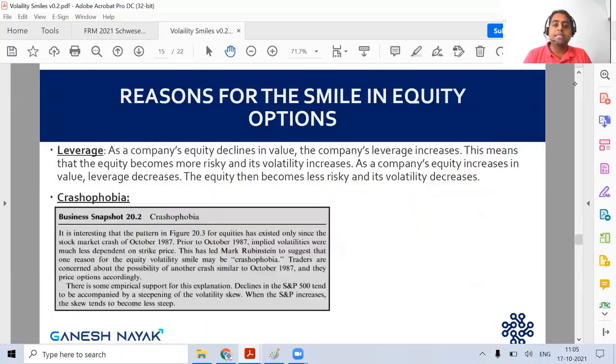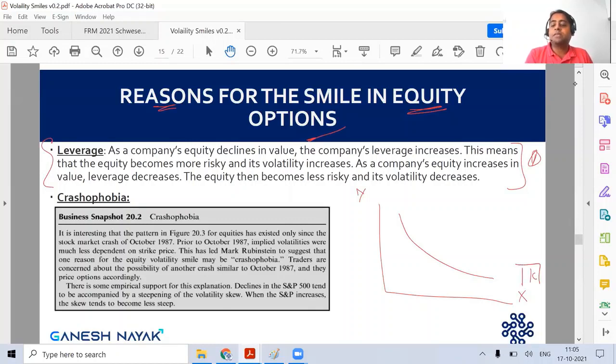Let me take you towards the reasons for equity options. Why do we see such a behavior in equity? One of the first reasons, mark this as star, is leverage. On the x-axis, we have the strike price. On the y-axis, we have the implied volatility. Now what does leverage talk about? When the stock prices are going down, think about a company, assuming that the debt is constant and your stock price is going down. So your leverage should increase.